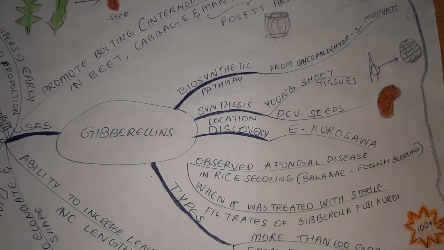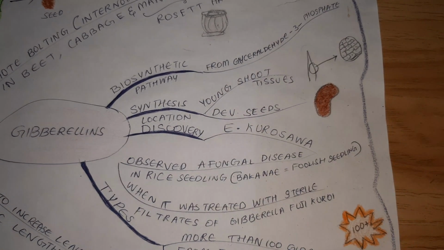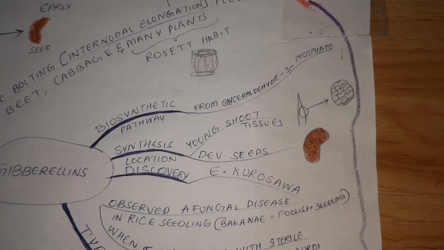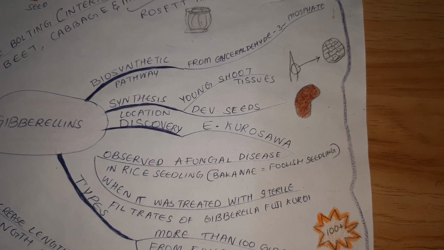Now we will revise it once more. Firstly, we have seen from where it is derived naturally. This is derived from glyceraldehyde 3-phosphate. We have seen that. Then where it is synthesized in the plant body. It can be synthesized in the young stem tissues. The tissues of the stem have excessive gibberellin production, and also in the developing seeds. When a seed is developing, when it is germinating, then it has excessive amounts of gibberellins in them.